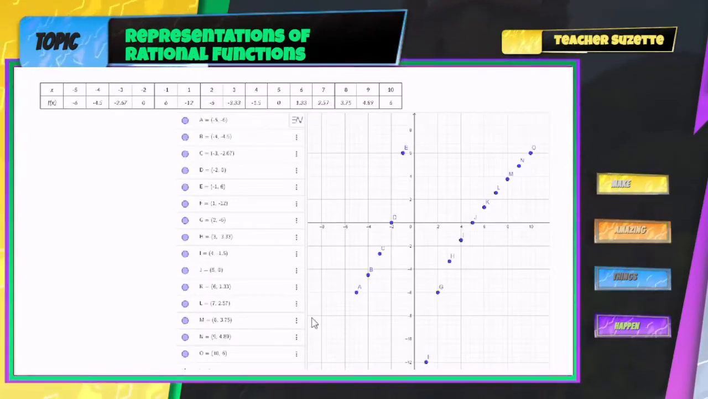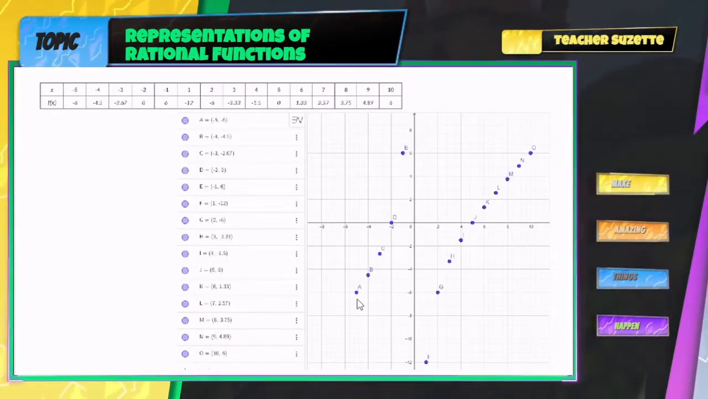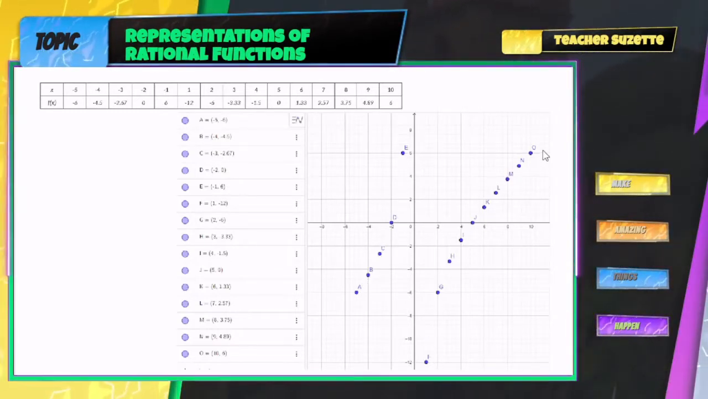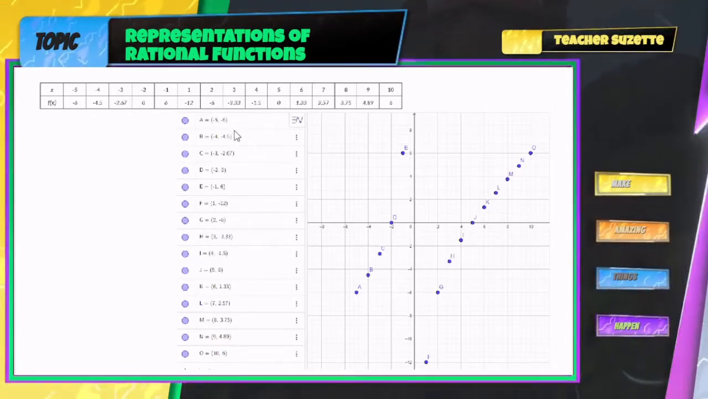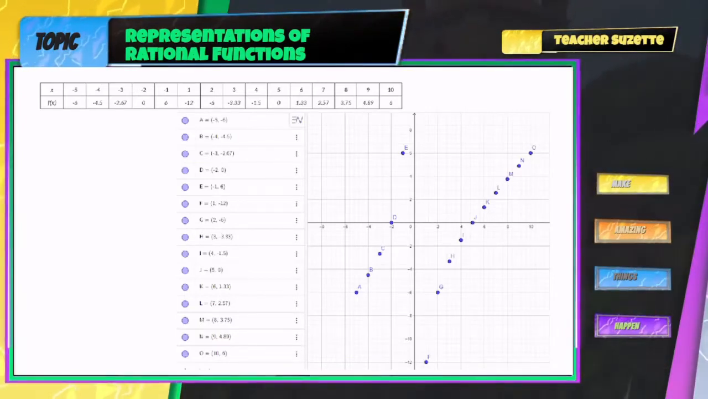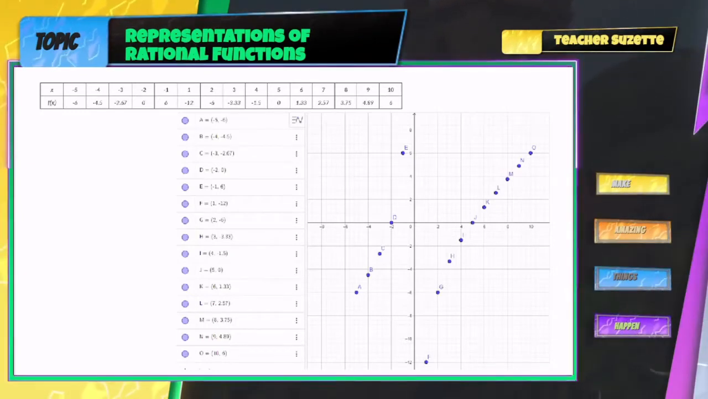So using our GeoGebra, we can easily plot our points. So these are our points. We have A to letter O. So these are their respective values from our table of values. Now let's connect these points and see what is the partial graph of our rational function.